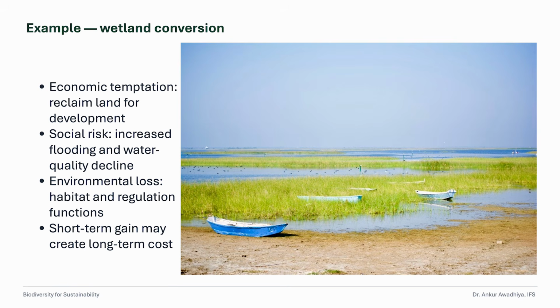declining water quality. The environmental loss includes habitat destruction and the weakening of regulation functions such as water storage and filtration. The calm wetland scene on this slide may look unused at first glance, but that is exactly the mistake sustainability analysis helps us to avoid. What seems like empty land may actually be performing vital functions. Short-term gain may therefore create long-term cost, and we must be extremely worried about them.